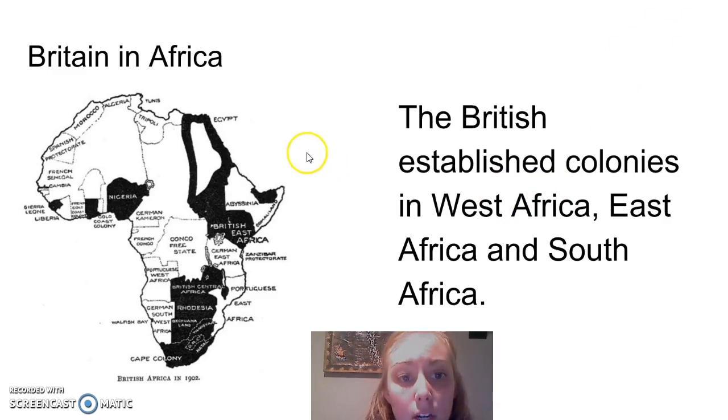The British established a lot of colonies in Africa. They had places in Egypt and East Africa like Kenya. They also had places in West Africa like Nigeria, and then they had places in South Africa like Rhodesia, which we'll talk about, and Cape Colony, which is what is now mostly South Africa.